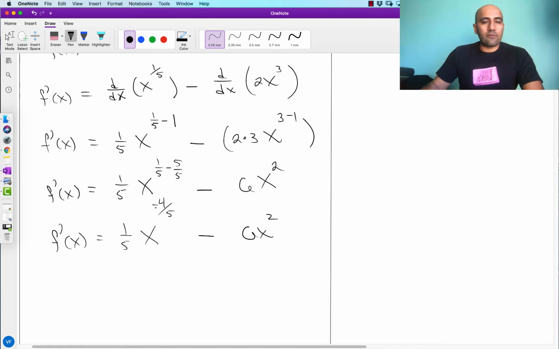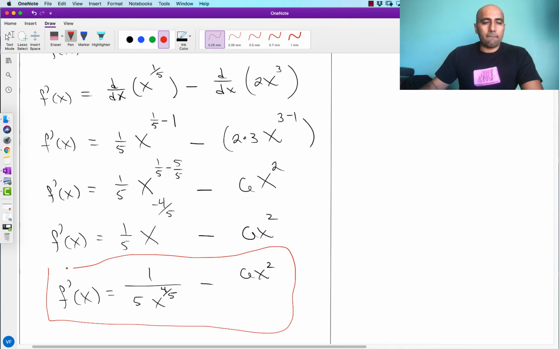And so if we just get rid of that negative in the exponent, we can get to something that looks pretty good. It's going to be 1 over 5 x to the 4 fifths, positive 4 fifths, minus 6x squared. Okay, so that's pretty good. At least we got rid of the negative in the exponent. So as long as you get rid of the negatives in the exponents, I'm happy with the answer.